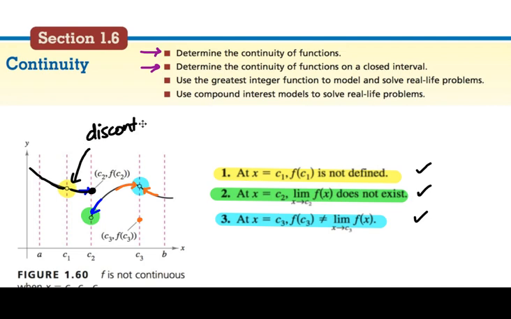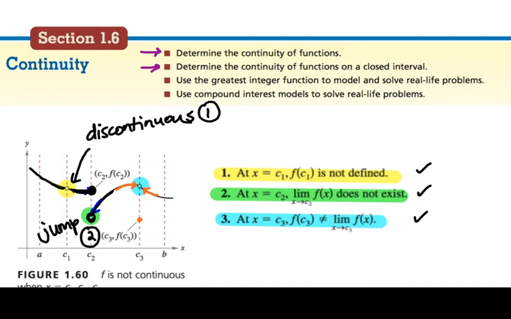But algebraically, why is it discontinuous? It's discontinuous for reason number 1. Because the function is not defined, you have a big gaping hole. The next one, okay, here the function is defined when x equals c2, but there's a jump. So you jump from this higher value to this lower value. You have to pick up your pencil and jump. That would be reason number 2. So a jump in your graph.